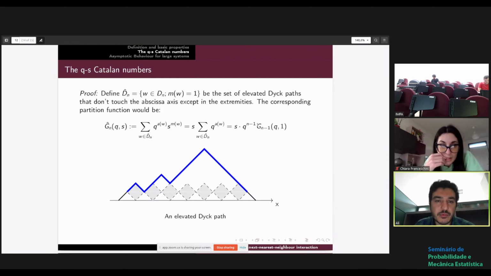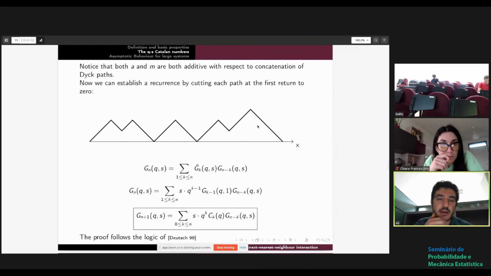Okay, the second ingredient that you need to prove the recurrence is that first you need to notice that both of the quantities, the number of minimums, number of returns to 0, and the area, are additive with respect to concatenation of dig paths. So if you join two dig paths, of course the area is additive, but as well the number of minimums, it's defined so that it is additive actually.